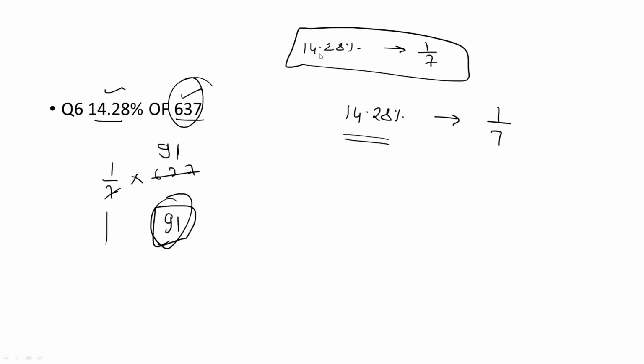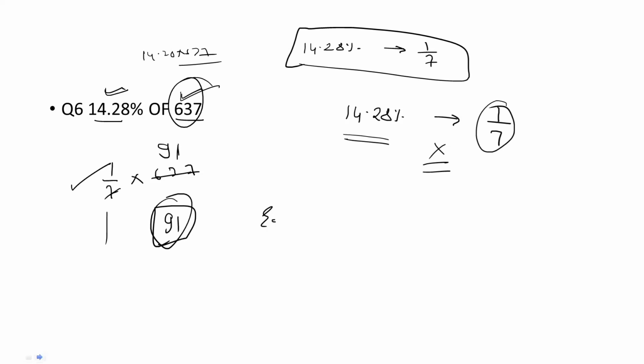So by using this ratio to percentage value, you can easily calculate the percentage of a number. If we don't have this value of 14.28% as 1 by 7, it will be very hard to calculate 14.28 percentage of 637. It would be very difficult. But instead we have this value of 14.28% as 1 by 7, it becomes very easy to calculate this percentage. So this is the importance of the ratio, or the fraction to percentage.